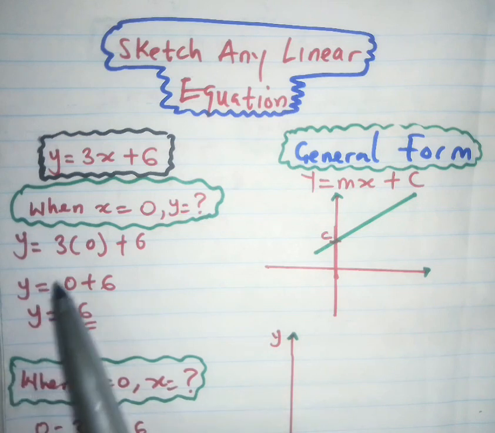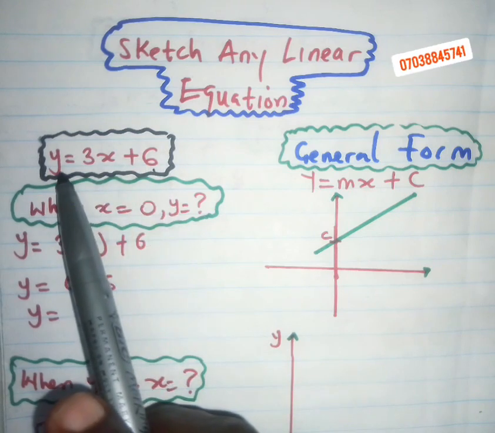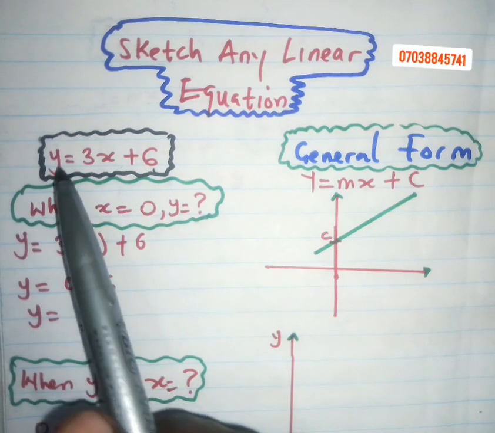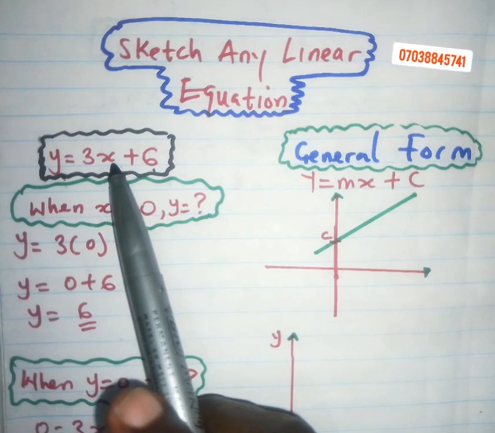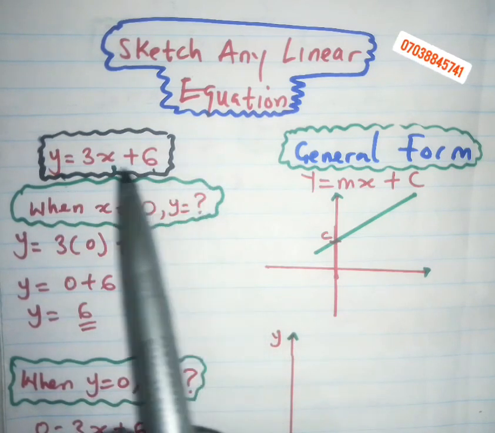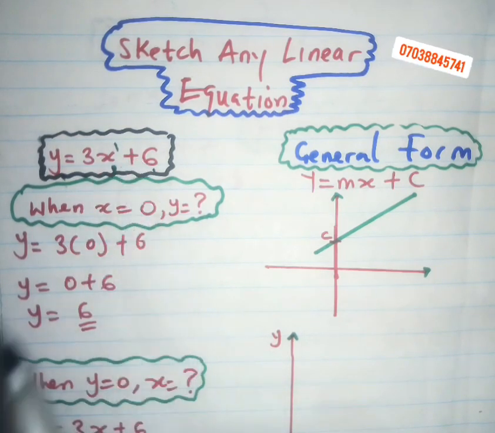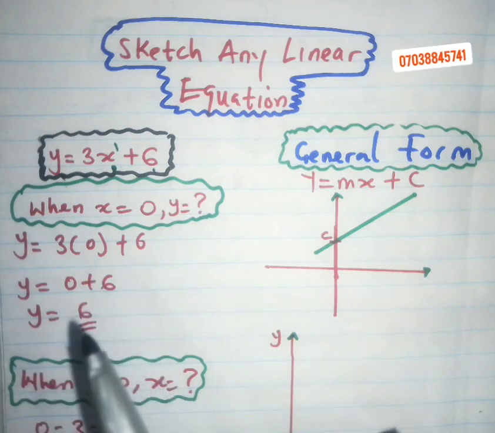If you have an equation like y equals 3x plus 6, this y here is the dependent variable because it depends on the value of x. So x is the independent variable. Any equation in which the power of x is 1, so there's an imaginary 1 right here, is called a linear equation.